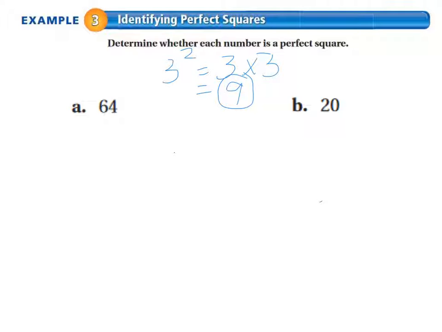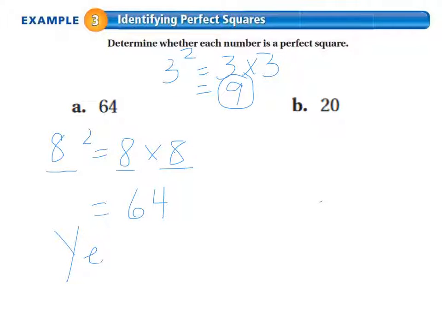In looking at question A, 64, what we're really asking ourselves is, is there any number squared such that when we multiply it by itself as a factor 2 times, we will get 64? Thinking back to your multiplication tables earlier, we did 7 times 7 was 49, so we know it would need to be bigger than 7. So let's try 8. 8 squared would be 8 times 8. 8 times 8 is indeed 64, so 64 is a perfect square. There is a whole number that when you square it would equal 64.